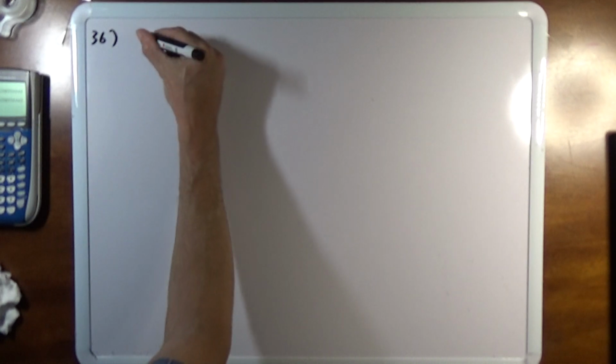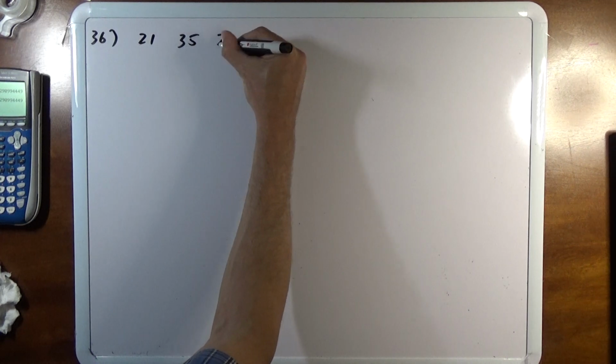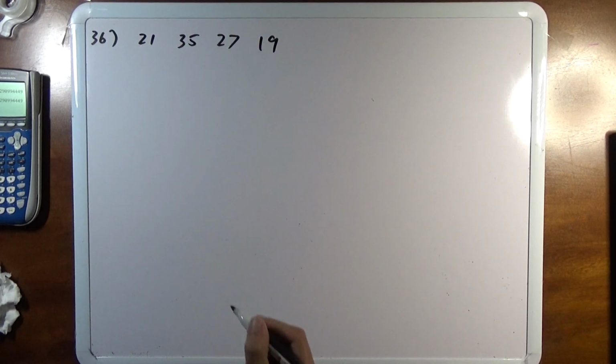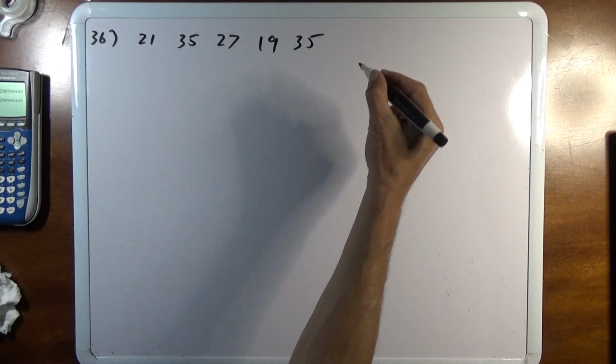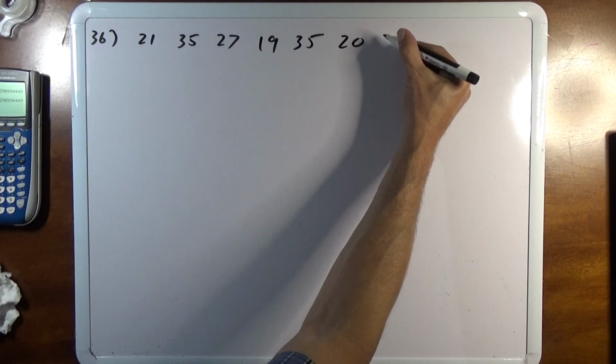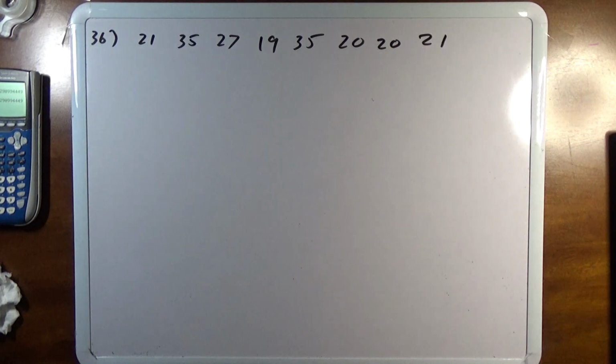Oh, where are we? Find the mean and range. Alright, so we're given a list of numbers. This is number 36. 21, 35, 27, 19, 35, 20, 20 again, 21. So I'm going to list these from least to greatest.